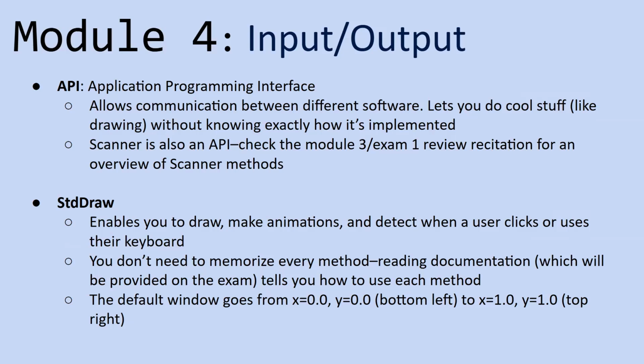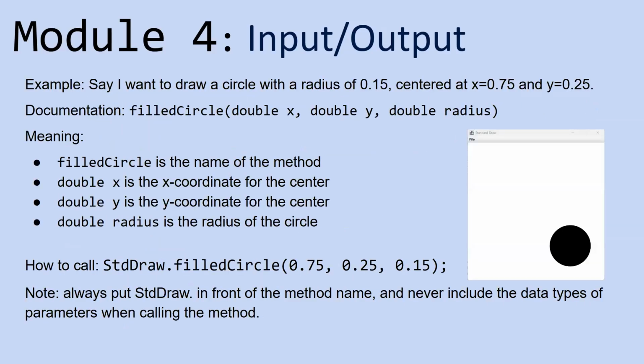So I honestly wouldn't worry about it, but if you're interested, read the documentation. I believe the methods are literally just called setXscale and setYscale. So yeah. All right. For this example, say I want to draw a circle with a radius of 0.15 centered at x equals 0.75 and y equals 0.25.